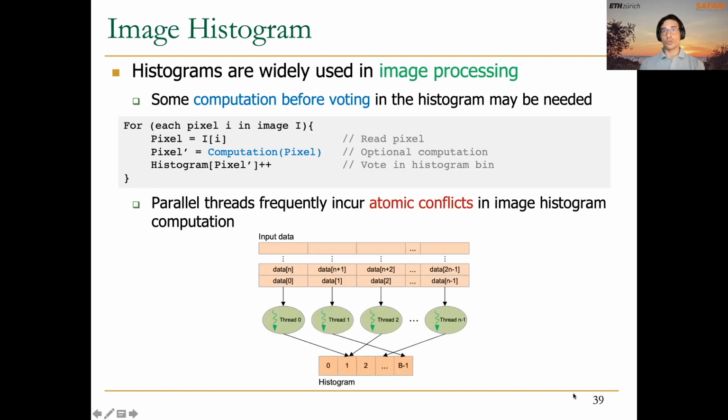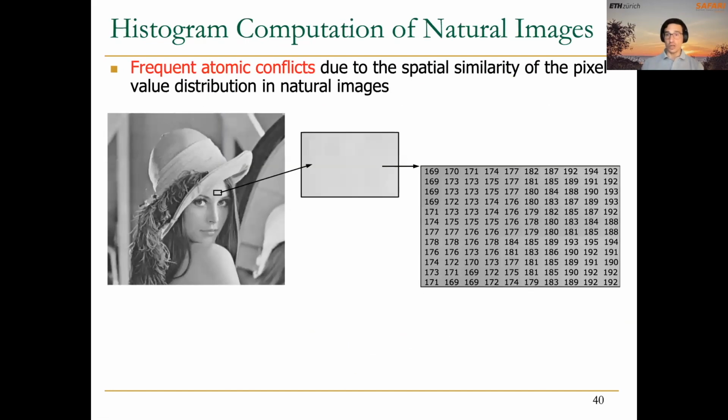If we want to do it in parallel, we can do it as well. But as we know, we have to be careful because there might be conflicts here. And that's why we need to use atomic operations. And actually, these atomic conflicts are going to be pretty frequent when we are processing natural images, because natural images show some spatial similarity of the pixel values. And here you see a very nice example in the forehead of this woman.